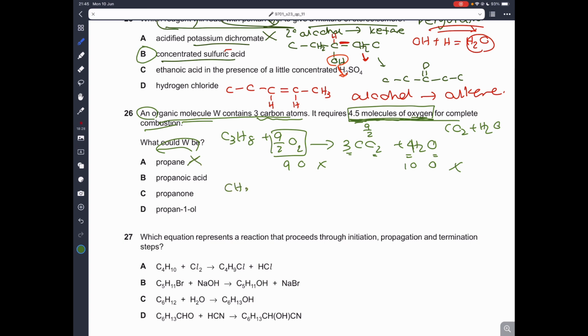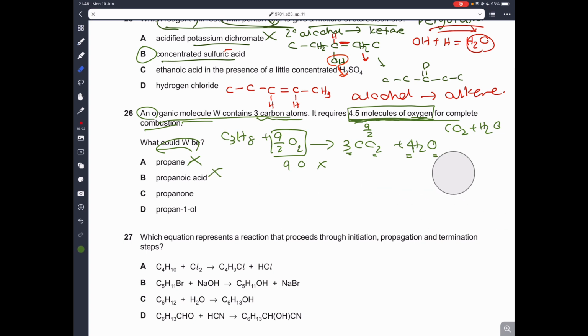This is propanoic acid. The formula is given, C3H6O2. So this is CnH2nO2, it follows this general formula. Anyways, we are going to react with 9 by 2 oxygen, and then we form carbon dioxide and water. As always, we can check this. So there is 10 oxygen here again, 9 oxygen here, and there's actually 11 oxygen on this side. So this is also wrong. So B is also a wrong option.